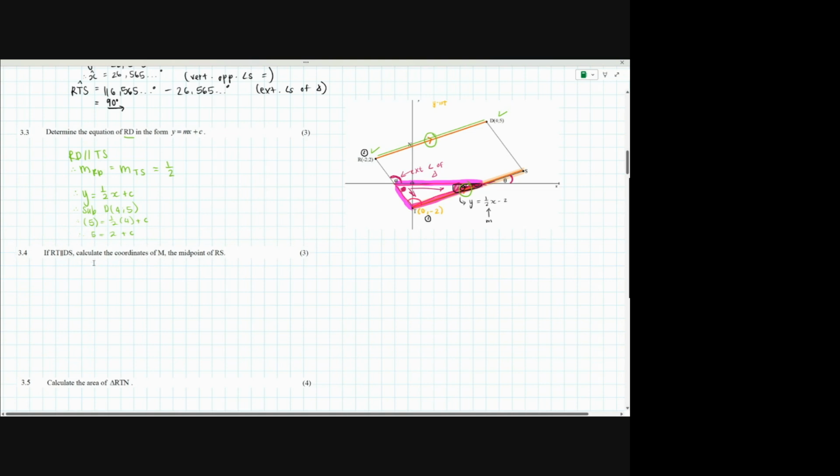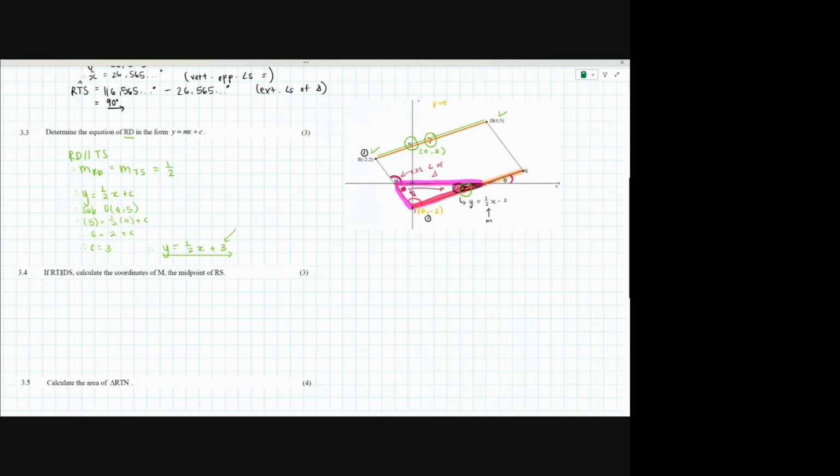Which means that c is equal to 3. And so therefore y is equal to a half x plus 3. And what that means is that, okay, my arrow is the wrong way. What that means is that I actually now know the coordinate of N. This is the y-intercept, and so N is at (0, 3). So if they had asked me, or if I needed it later on, I do have that coordinate there.